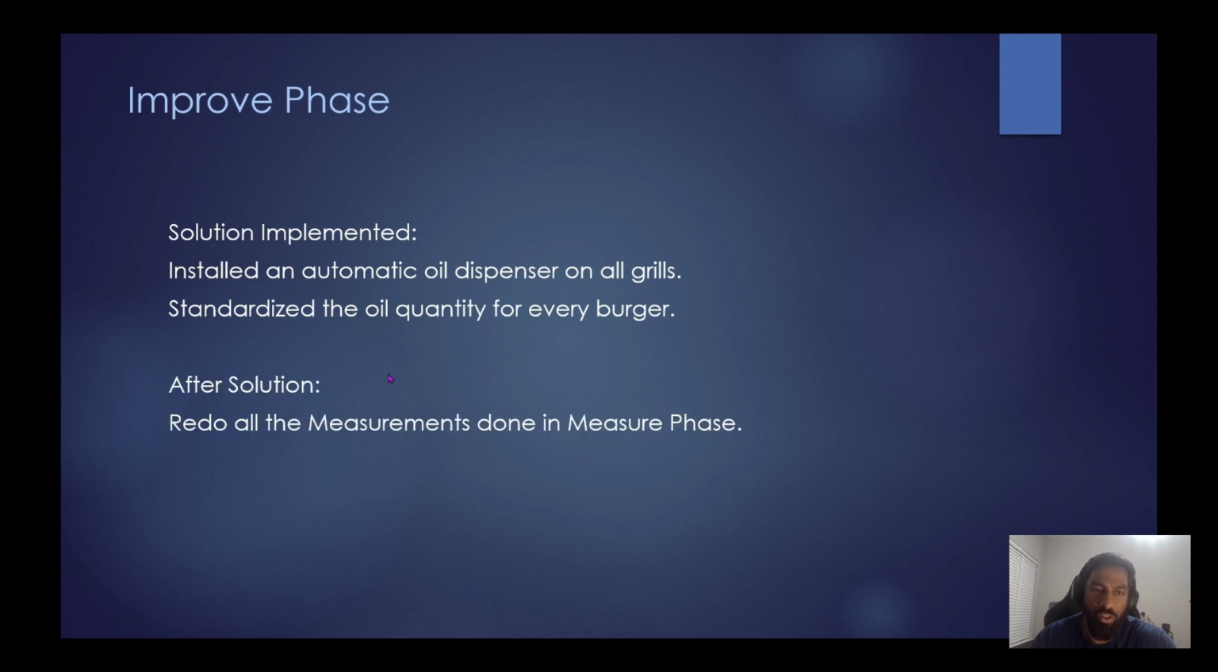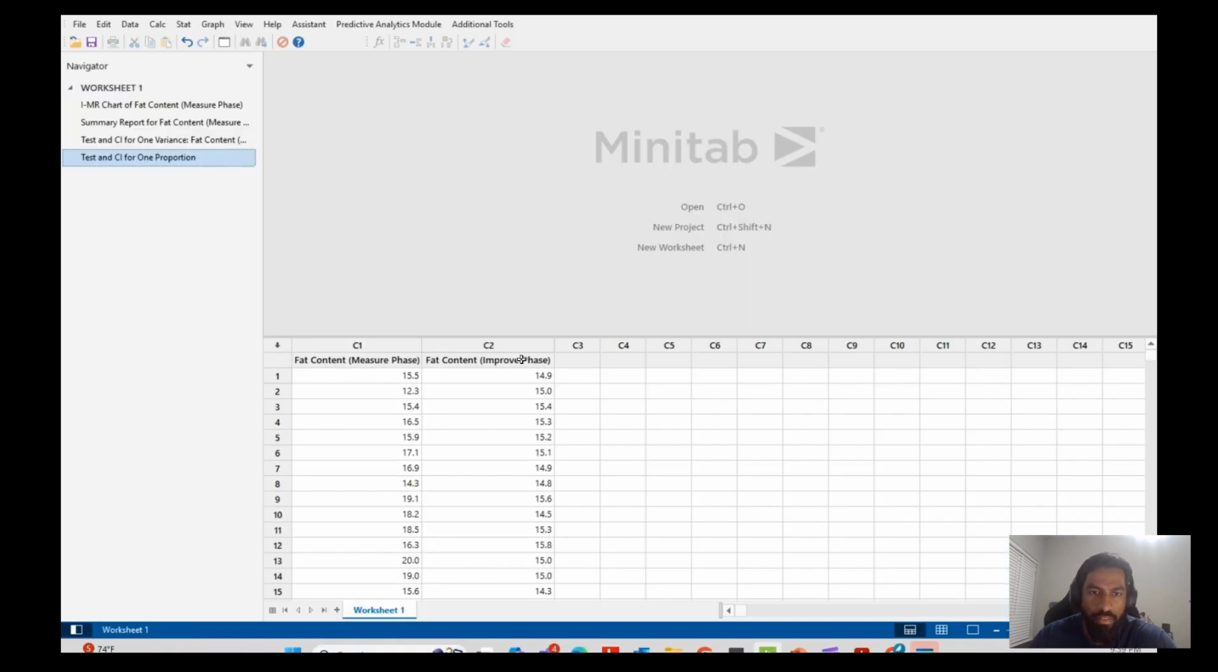And after the solution is implemented, all we have to do is redo all the measurements that we did in the measure phase, starting from collecting the fat content for 20 burgers and so on and so forth. So here I've collected the fat content for 20 burgers after the improvement was done. Here are those values. Now we're going to do the same process that we did in the measure phase. Start with checking the stability of the data.